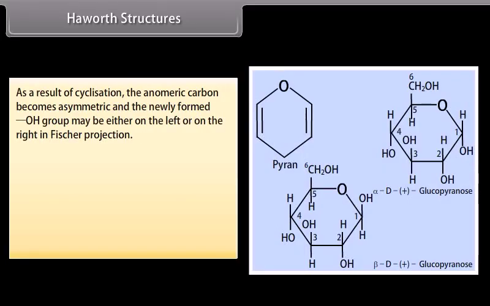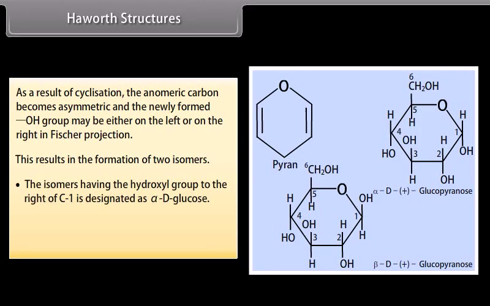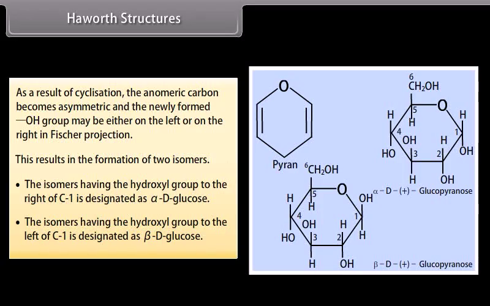Haworth structures. As a result of cyclization, the anomeric carbon becomes asymmetric and the newly formed OH group may be either on the left or on the right in Fischer projection. This results in the formation of two isomers. The isomer having the hydroxyl group to the right of C1 is designated as alpha-D-glucose. The isomer having the hydroxyl group to the left of C1 is designated as beta-D-glucose.